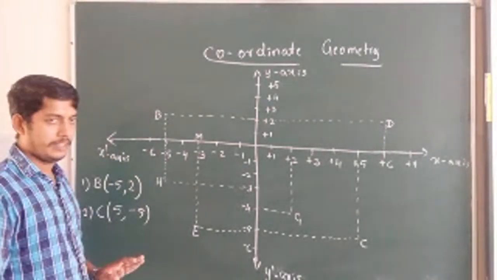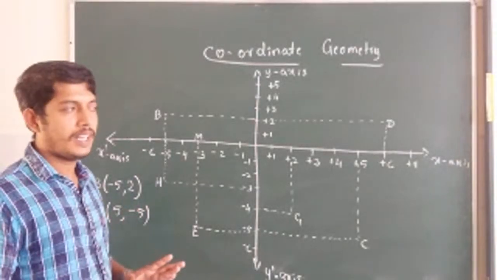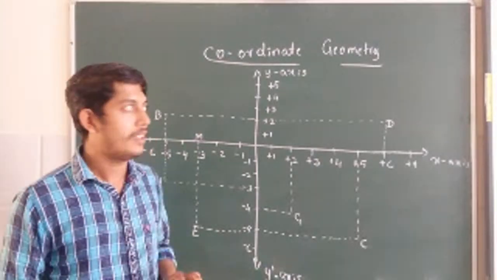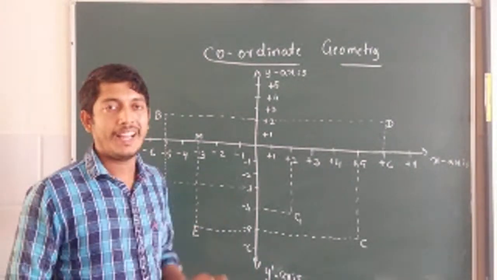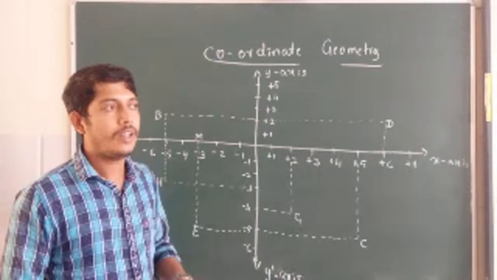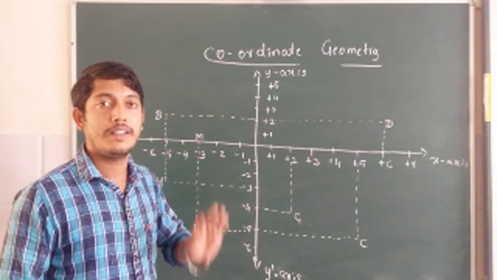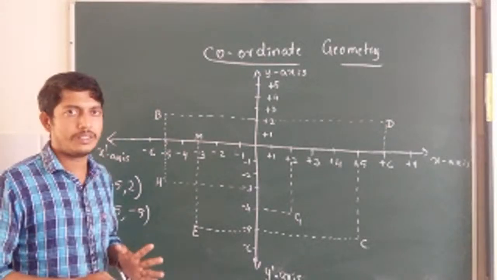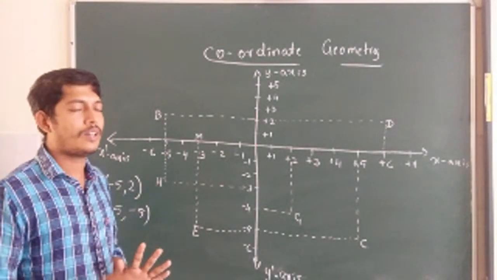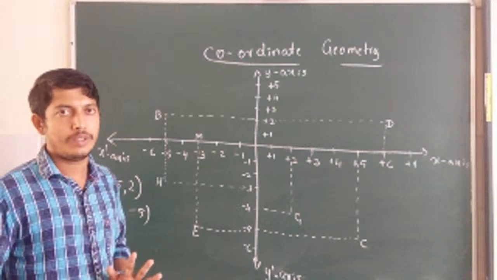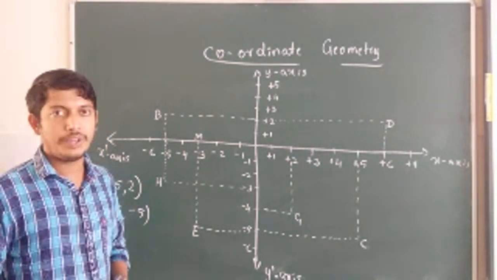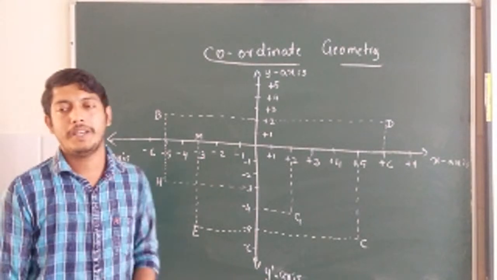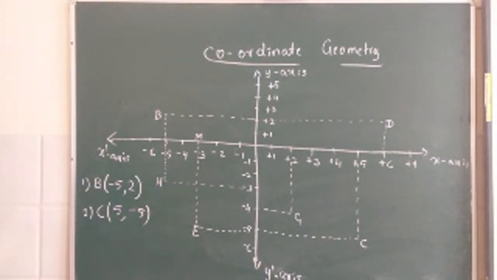Minus 3 is on the x-axis, and the coordinate value is minus 5. The point is minus 3 comma minus 5. Now we have to find the name of that point. Just first look at the x-axis value, then go for the y-axis value. The x-axis value is minus 3 and the y-axis value is minus 5. Now we have to name that point. Comment the point name.